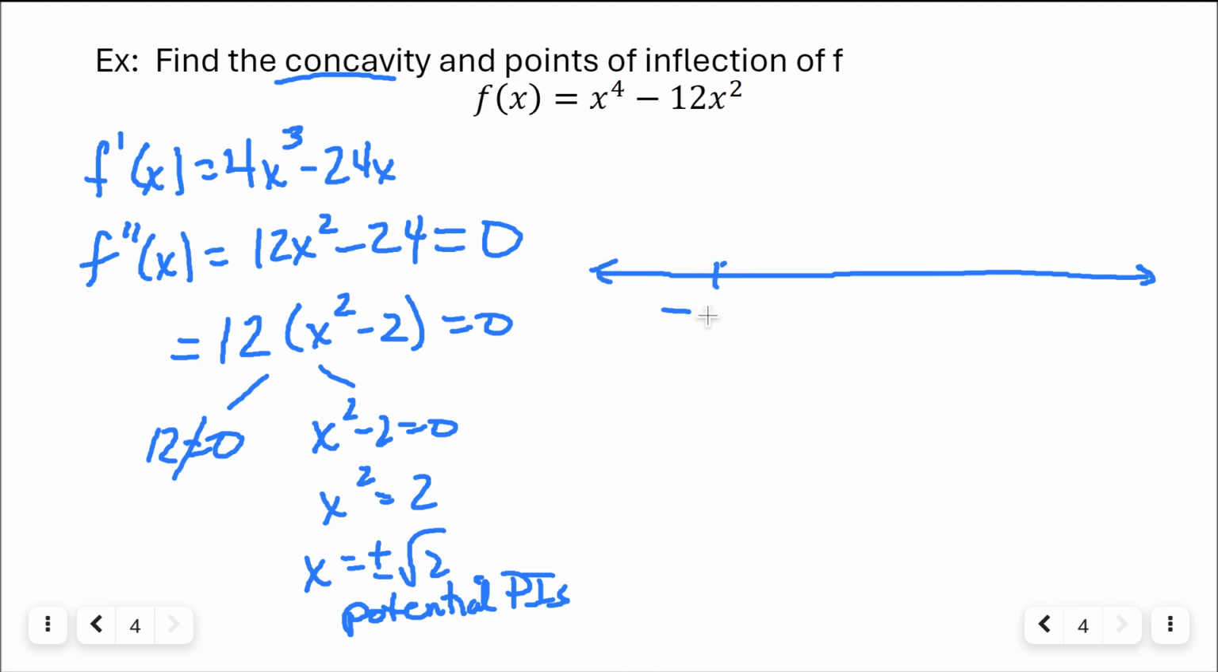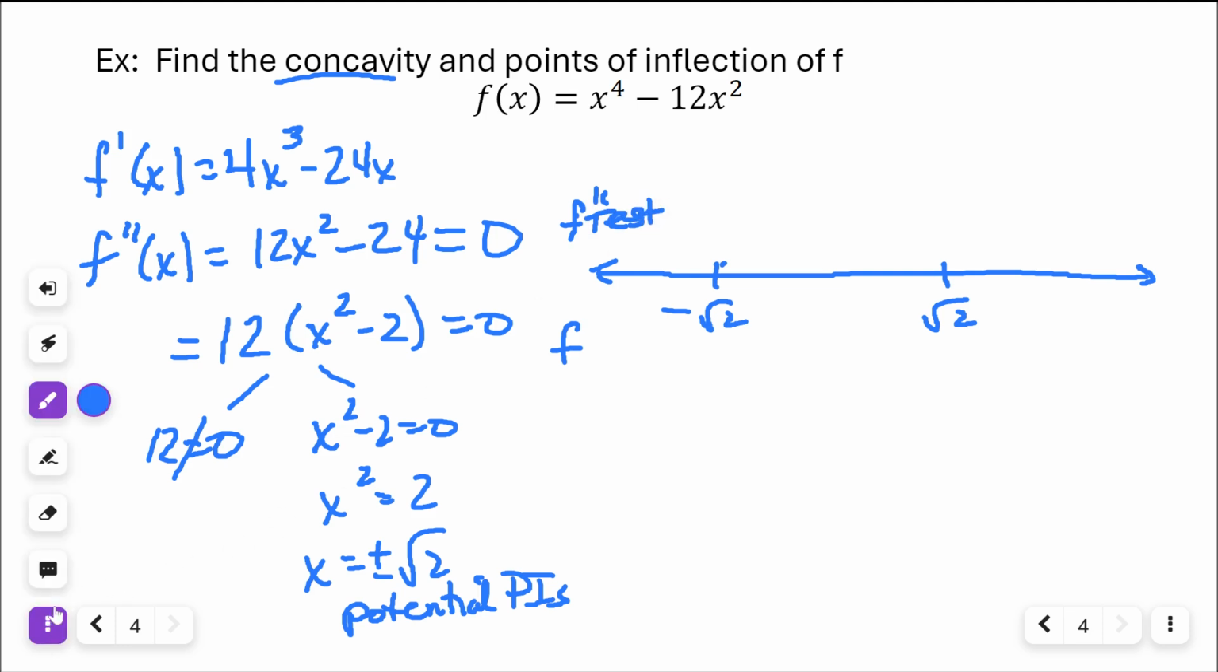I'm going to put negative square root 2 there, and I'm going to put positive square root 2 there. Okay, now what do I want to do? I want to take f double prime, and I want to test it so I can figure out information about f. So I'm going to test f double prime. I'm going to test numbers in each of these 1, 2, 3 test intervals. So I need something smaller than negative square root 2. So I know negative 2 is smaller than negative square root 2.